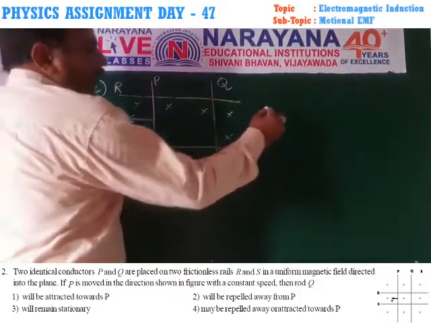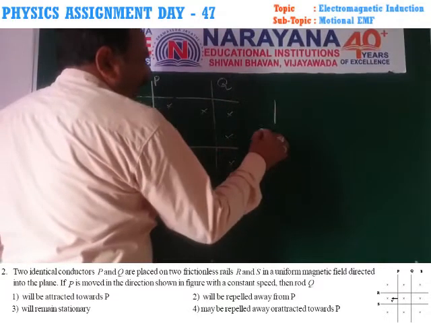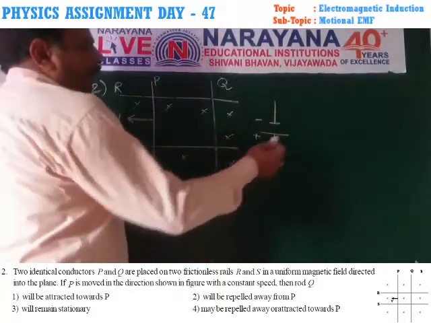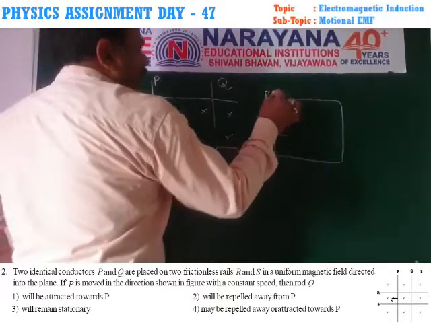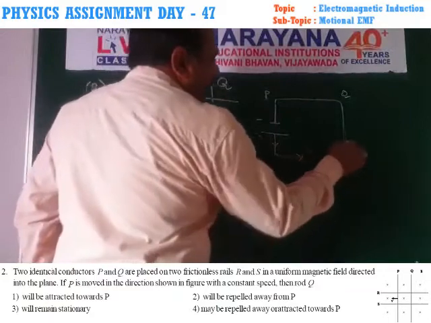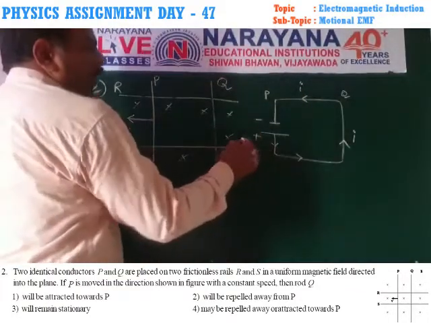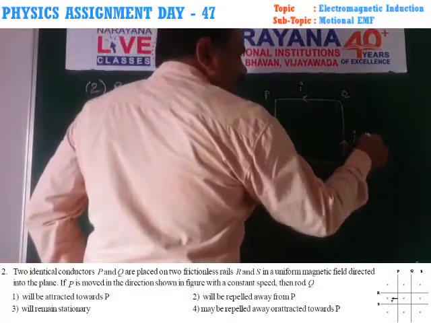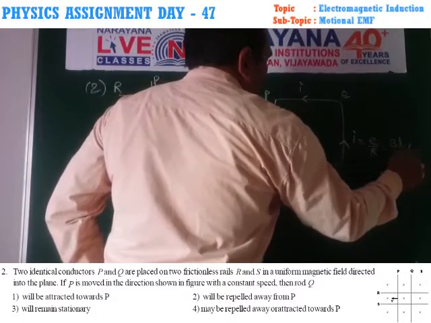Here in the P conductor, consider this as the positive terminal and this as the negative terminal. EMF is induced. This is the P conductor, this is the Q conductor. The current will be flowing like that. I is the current flowing in it. So what is the EMF here? EMF is equal to BLV. The current in the circuit is EMF by resistance, that is BLV by R.